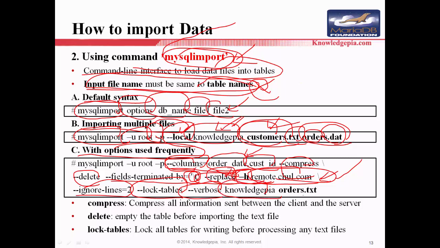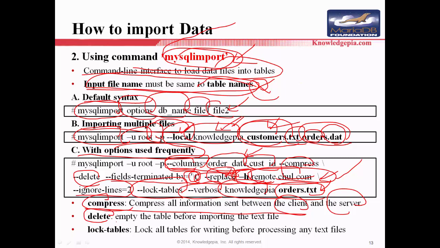Knowledge PR database orders.txt, this is a database, the inserting file name. So here the compress option means compress all information sent between client and the server. So if you want the compression, then you can use this option.